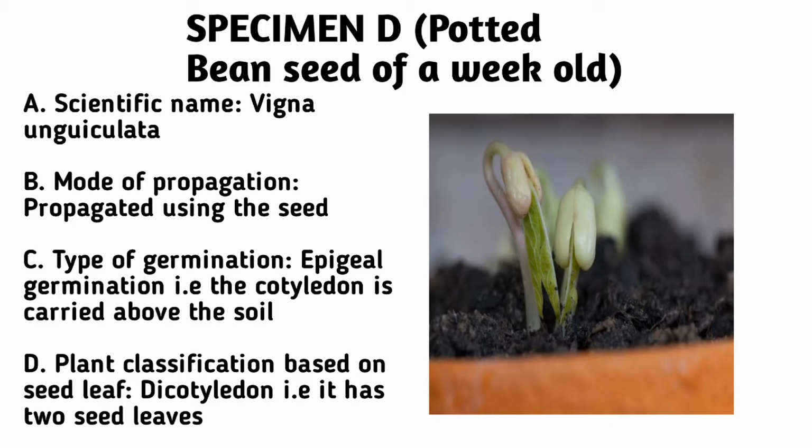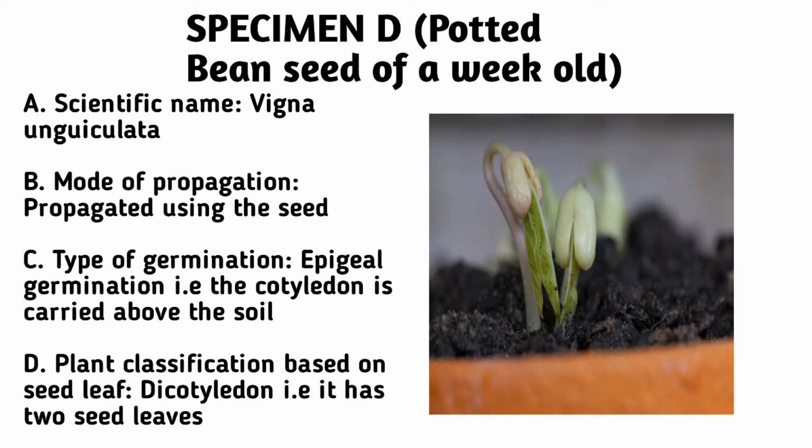Simple. Next, they could ask you what is the age of the specimen. So it is a week old because in the specimen list sent to your school, they were told to plant this bean seed 1 week to the exam. So when you are told to identify or tell them the age of the plant, you're simply going to write a week old. Next, the scientific name for this specimen is Vigna unguiculata, and the mode of propagation, it is planted or propagated using the seed.